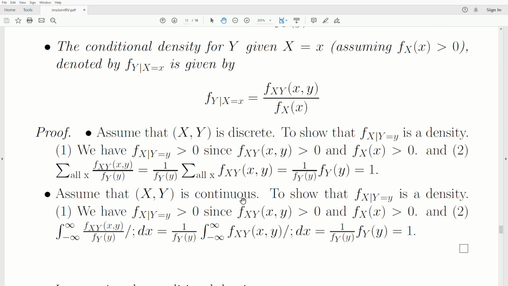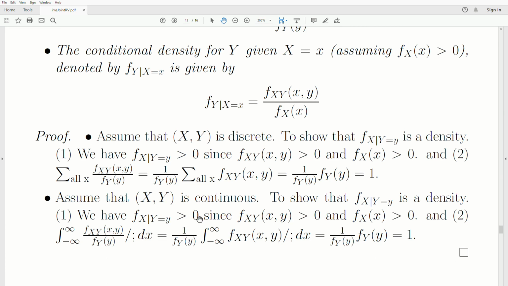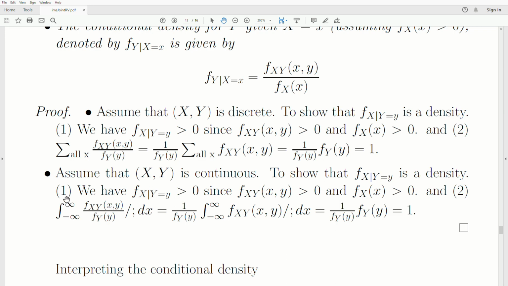So now let's assume it's continuous, and we want to show that the conditional distribution of x given y is a density. So we have to show it's positive, and it is positive since the joint density is positive and the marginal density is always positive and the ratio is positive. So that's the first condition. And the second one, it has to integrate to 1.